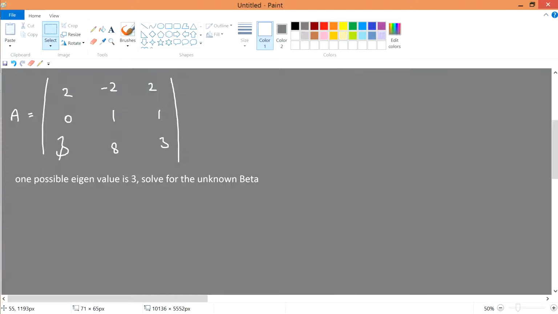You are given this 3 by 3 matrix and one possible eigenvalue, which is 3, and you're asked to find the unknown beta. In this video, I assume that you are not very familiar with the eigen method, so I'll go through the principle of it and then we continue from there. If you are professional in it, you can skip to the middle part of the video and check out how to find these unknowns. Otherwise, you can skip this whole video and go to the next video.